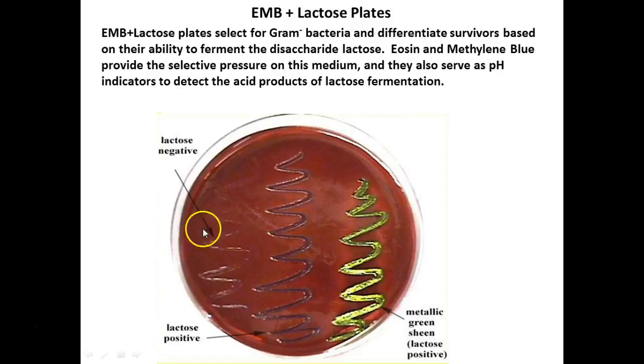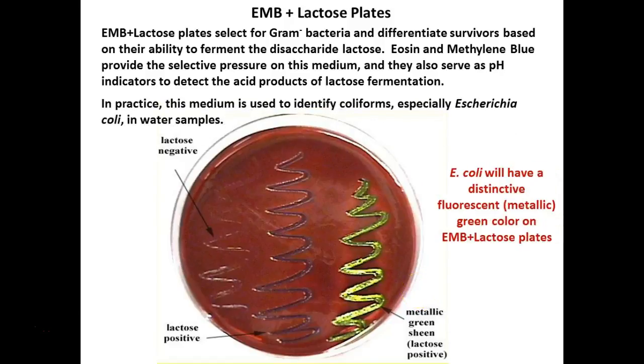So if it kind of blends in with the plate, right, it's not a fermenter. If it's pink or purple like you see here, it's a moderate fermenter. If it's this pretty metallic green sheen or black, this is a characteristic of organisms like E. coli that are really strong fermenters of lactose. And it's the acids that they produce that react with the dyes that cause these color changes, the eosin and the methylene blue in the media.